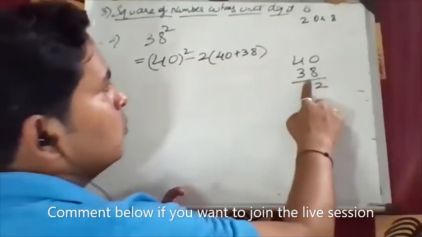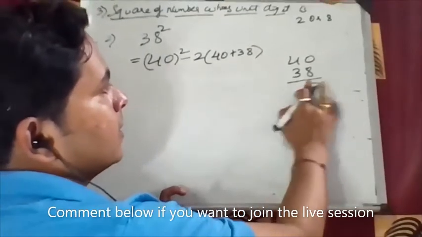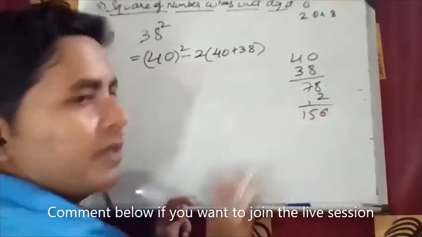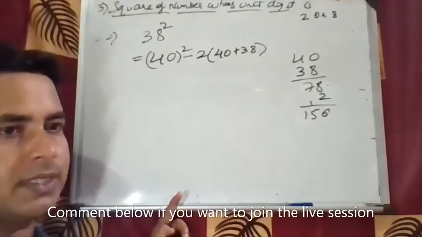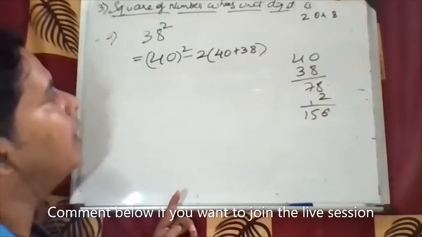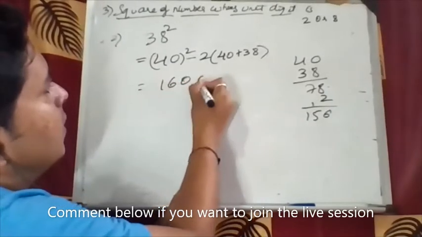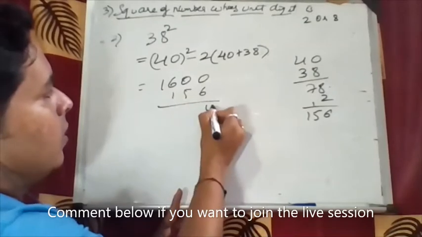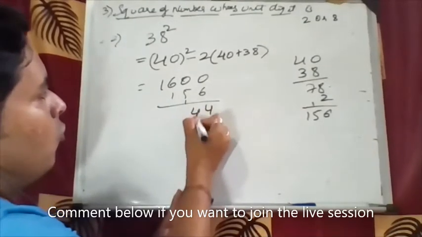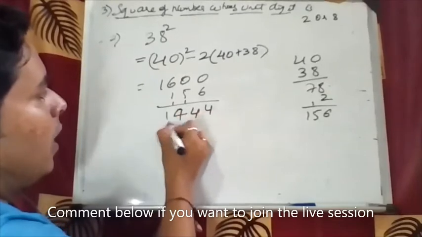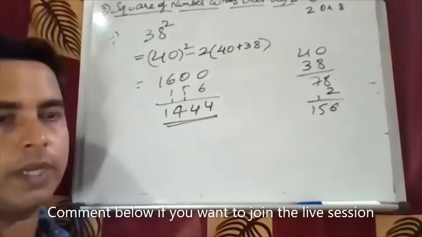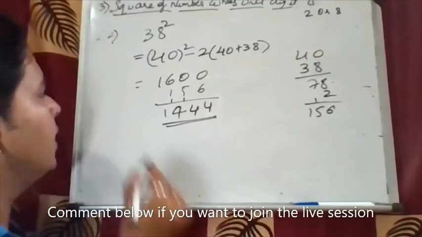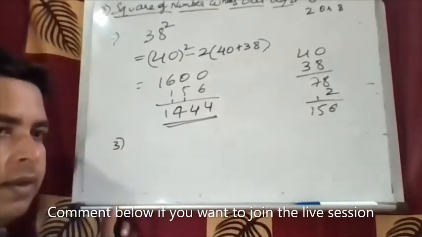So add these two, you'll get 78, and 78 twice is 156. Okay, 156 is the answer. Then what you have to do here is subtract this from 40 squared, which is 1600. So you'll get 1444. 1444 is your answer. I'll take one more example, you'll get more clarity.